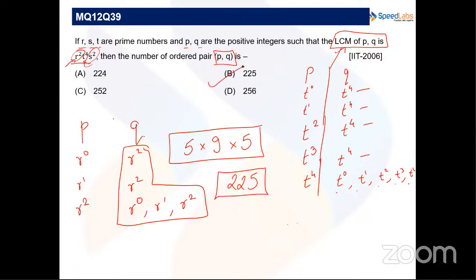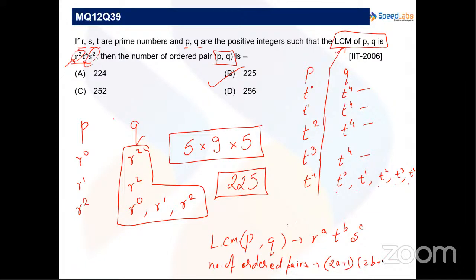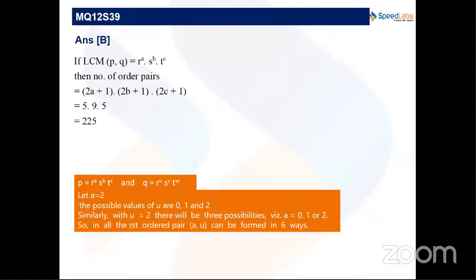So the general formula is, let's say the LCM of P and Q is R to the power A, T to the power B, and S to the power C, then the number of ordered pairs you will get is 2A plus 1 into 2B plus 1 into 2C plus 1. See, R to the power A we are having, so this can have the values ranging from 0 to A, but both cannot have the values 0, 0. So that's why you will get 2A plus 1. So our correct option was B.